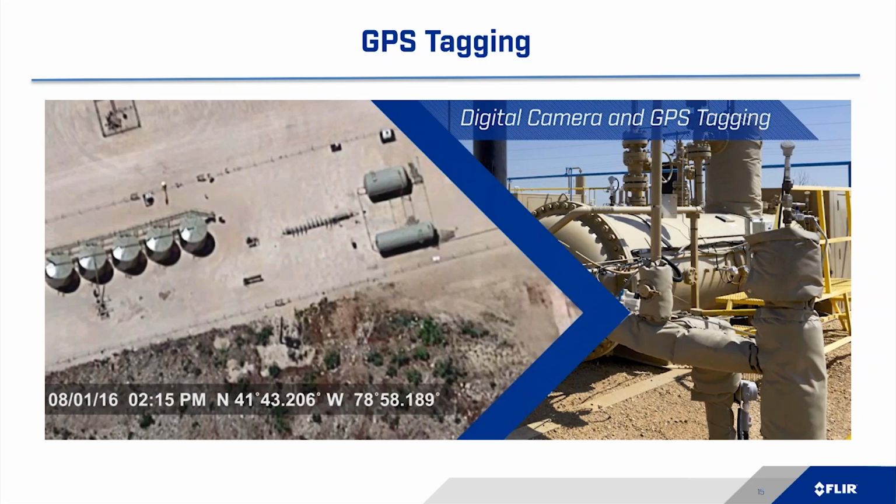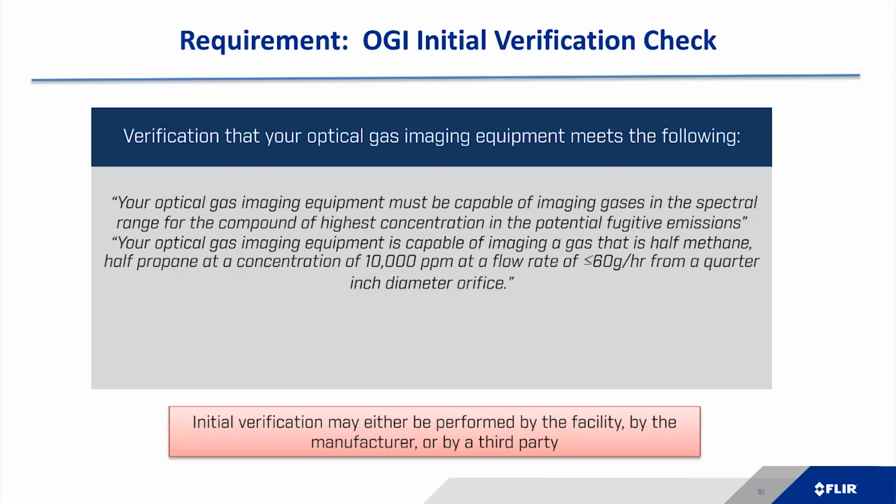If there are no leaks detected and you are not required to essentially save any videos or images, if there's no leaks detected, then you're still required to at least take one visible image or digital camera image from the facility with your optical gas imaging camera that has GPS tagging built into it to prove that you were on site at that given day.